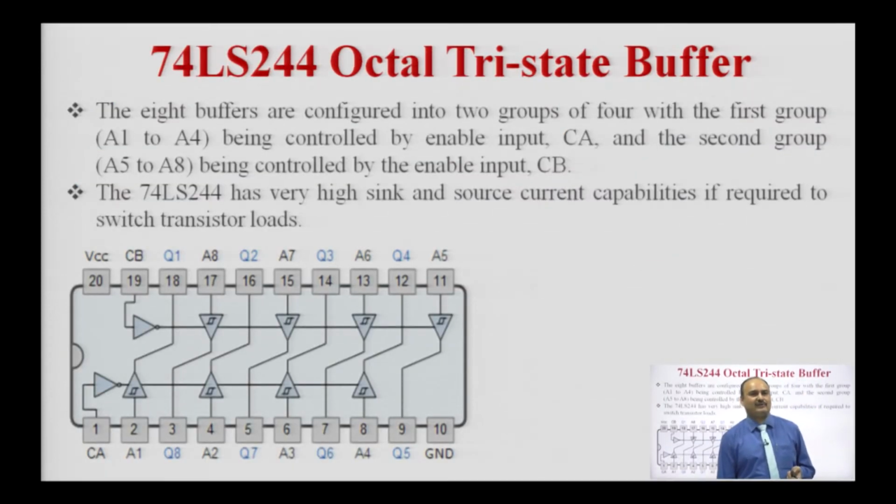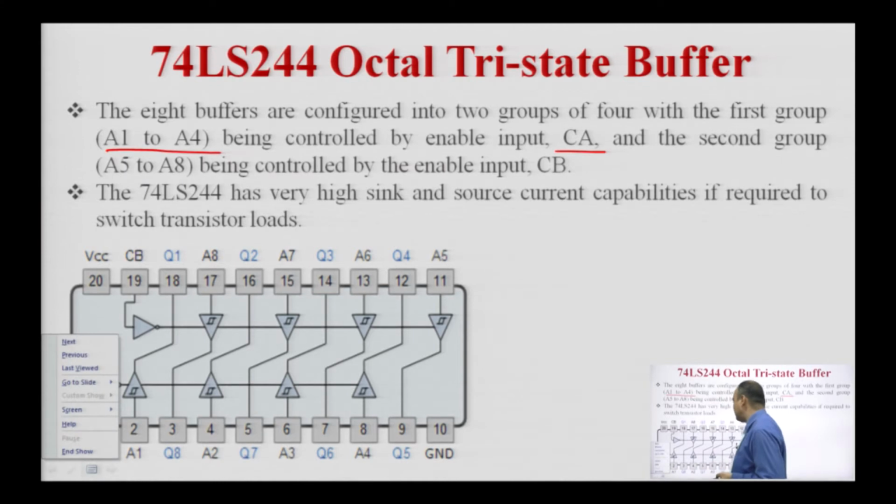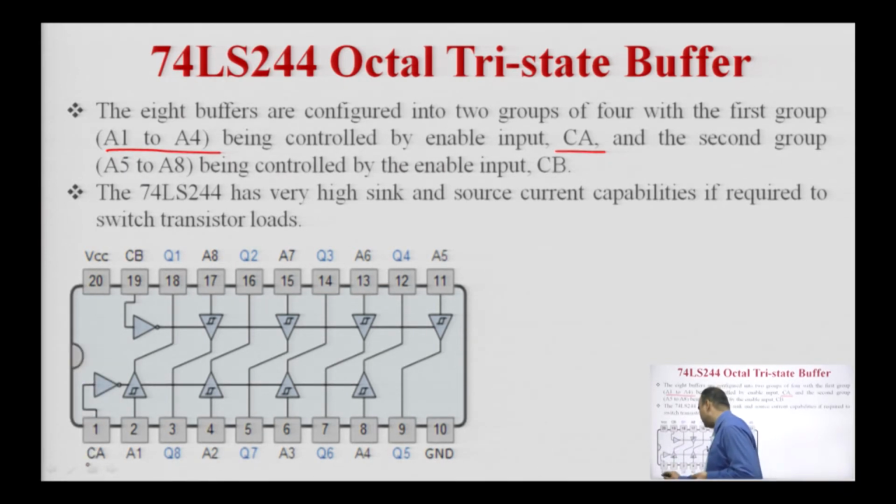The octal tri-state buffer, that is 74LS244, has 8 buffers configured in 2 groups of 4, with the first group designated A1 to A4 being controlled by the enable input CA. Here the first group consists of A1, A2, A3, A4, and this is controlled with the help of the enable input CA. This is the control input, and the other group consists of A5 to A8. Here A5, A6, A7, A8 are the inputs, and this is controlled by the enable input CB.